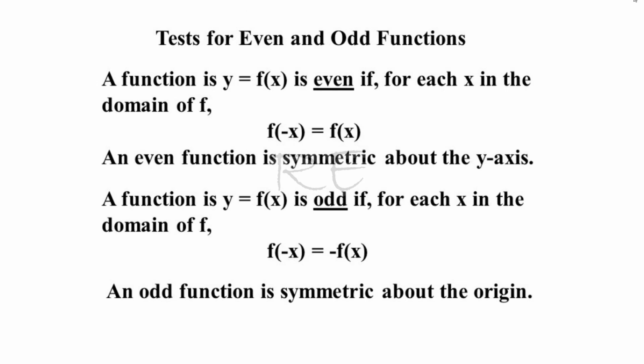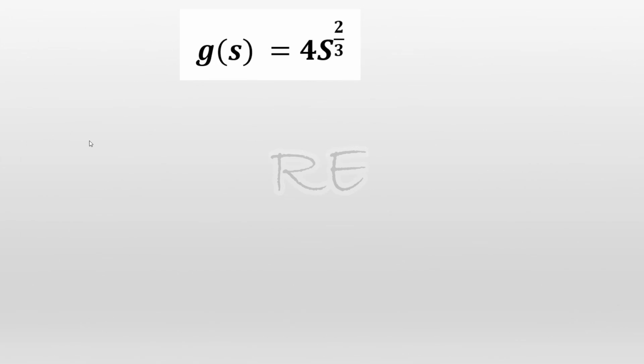First, let's recall that for an even function, f(-x) is equal to f(x), and the even function is symmetric about the y-axis. And for an odd function, f(-x) is equal to -f(x), and the function is symmetric about the origin. g(s) is equal to 4s^(2/3).